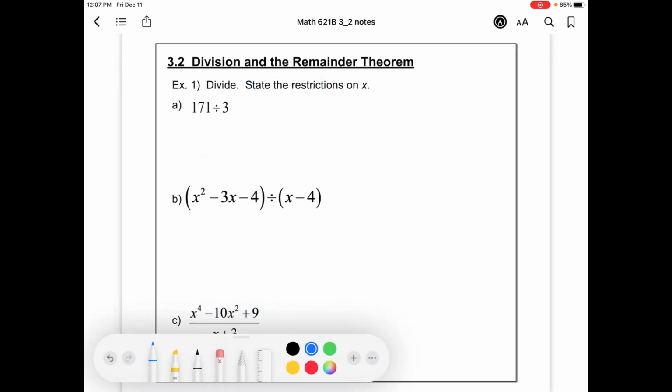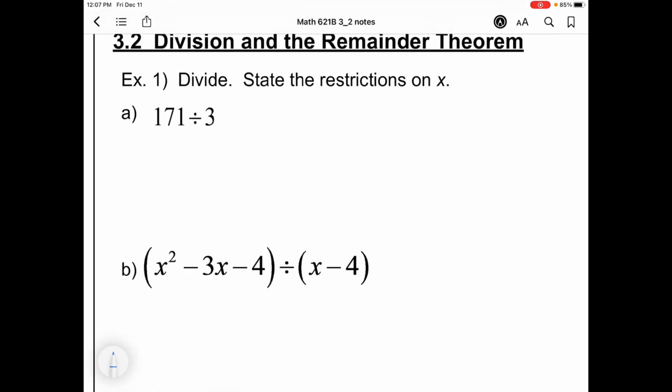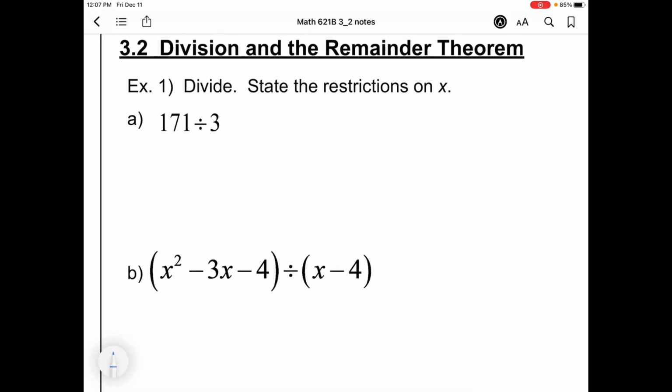So this section 3.2 is on division and the remainder theorem. We actually won't do a whole lot on the remainder theorem. It's going to require a bit of a trip down memory lane to how you divided in elementary school. So to start with, we're going to do some long division. We'll have 171 divided by 3, no calculators. So I would write it like this.